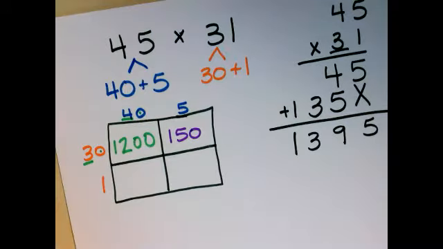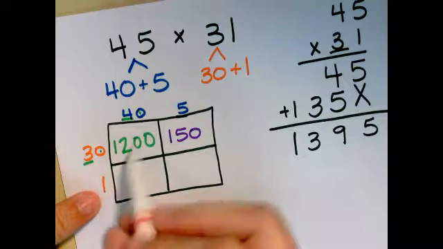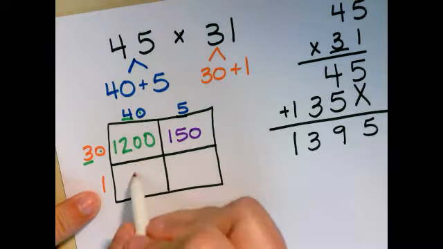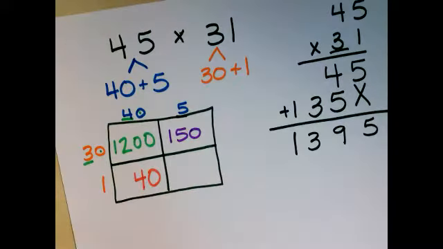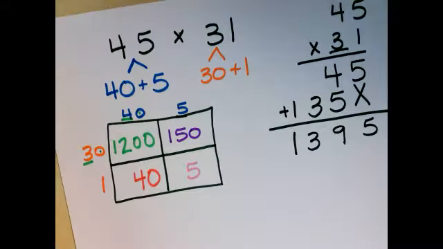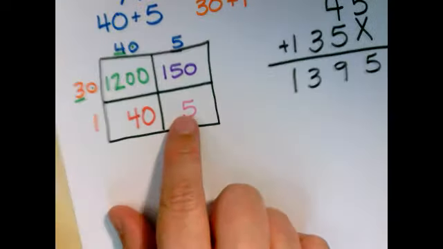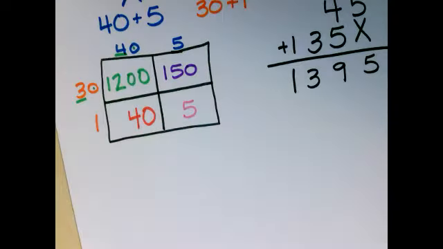All right, so now I'm going to move down to the next row here, and I have a 1 and a 40. So 1 times 40. And then for my last one here, I have 1 times 5. Now, when I get all of these partial products, which is what these are called, I now have to add those all together.